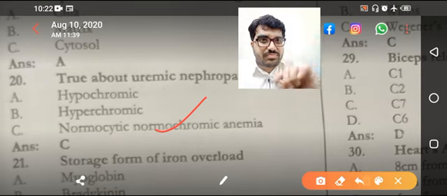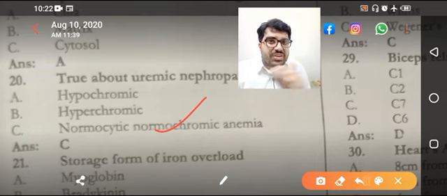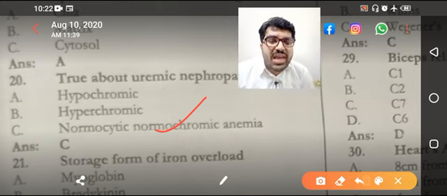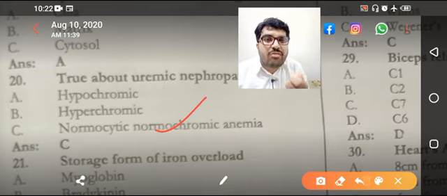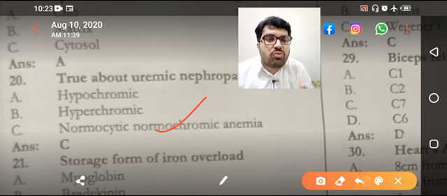True about uremic nephropathy. Now this is anemia of chronic disease. If the same question asks, a patient has uremic nephropathy with normocytic normochromic anemia, you give only erythropoietin, and after 4 weeks the patient can have which anemia? The answer is microcytic hypochromic anemia, because you must give iron with erythropoietin.